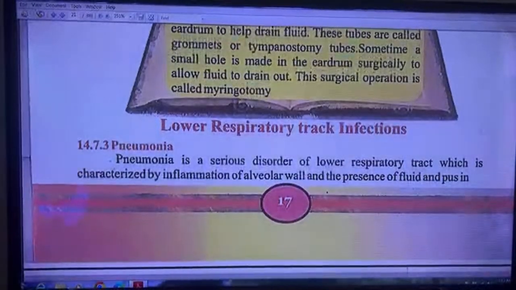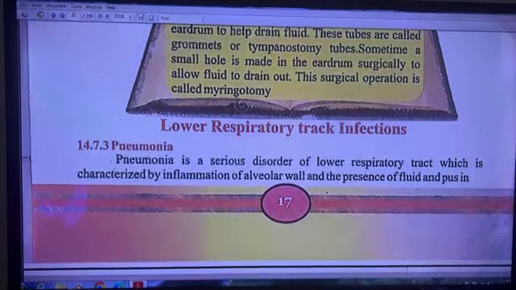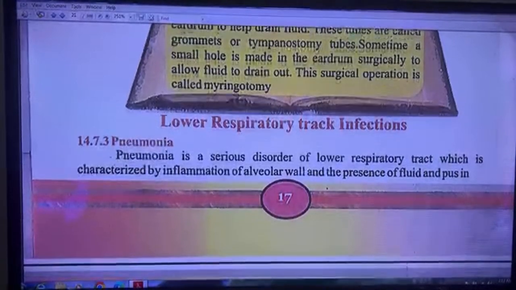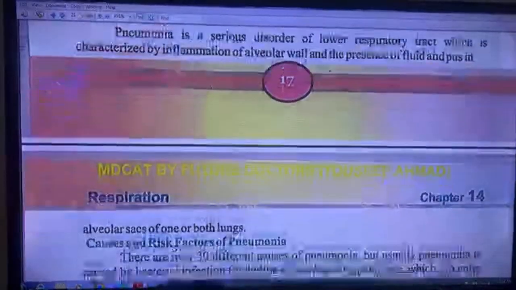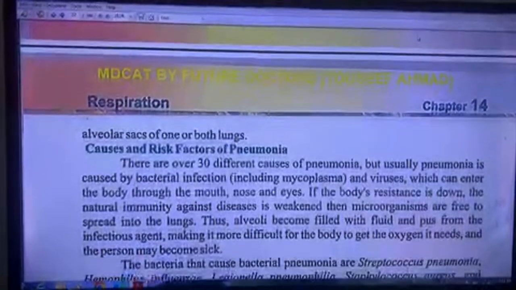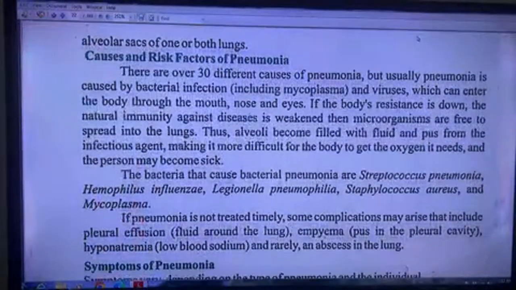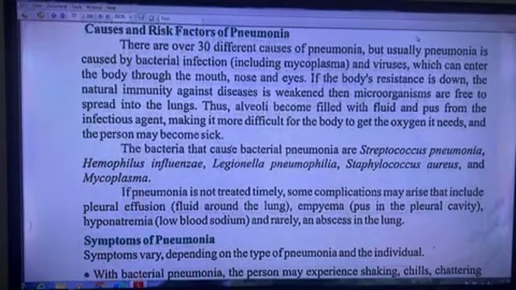Pneumonia. Pneumonia is a serious disorder of the lower respiratory tract which is characterized by inflammation of the alveolar wall and the presence of fluid and pus in the alveolar sacs of one or both lungs. Causes and risk factors of pneumonia.